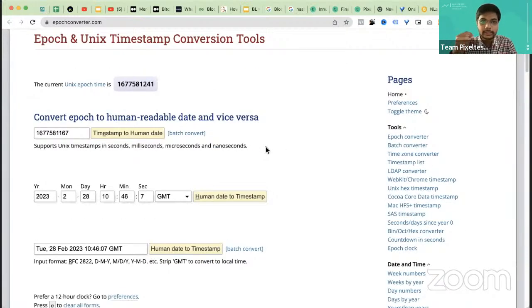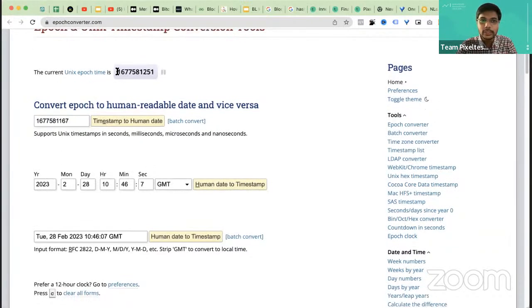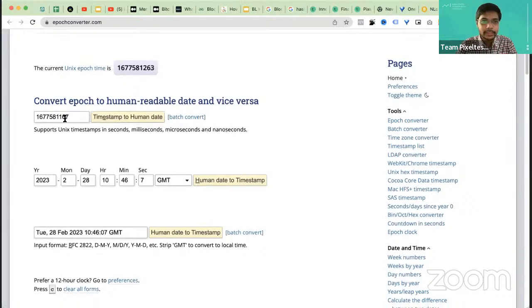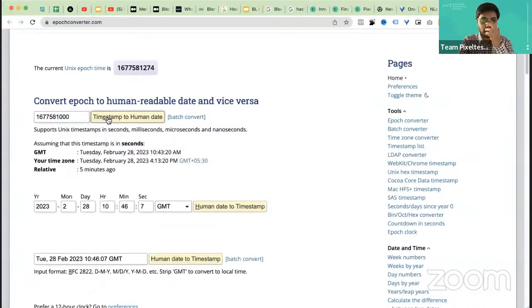So any timestamp in computer format is stored as Unix epoch time. For example, the current time in Unix time is this much, and with every passing second the counter keeps updating, right? For example, if I change this timestamp and just make it 1000 and enter, it gives today's date, February 28th, in GMT 10 hours, 43 minutes, 20 seconds AM. In our time zone, it was 4:13 PM, right?